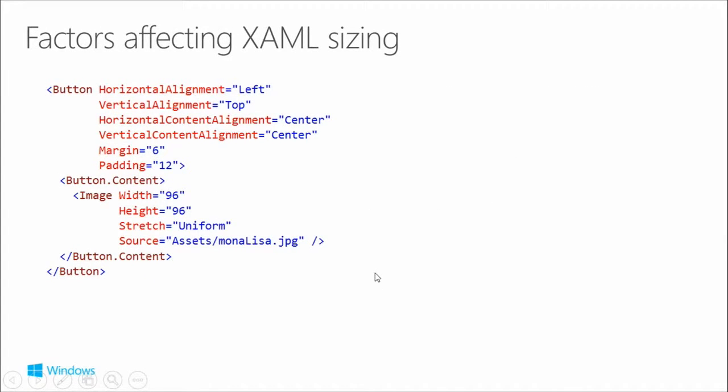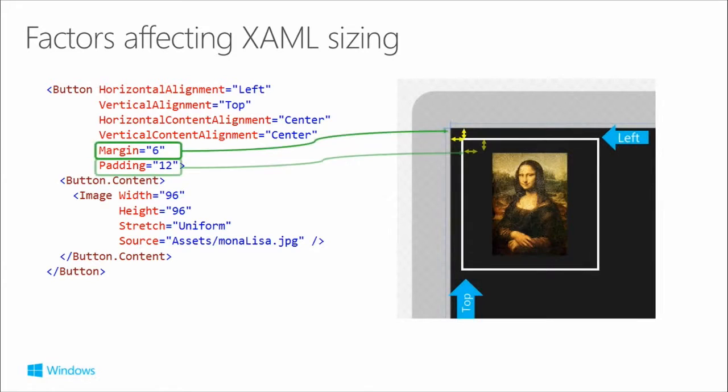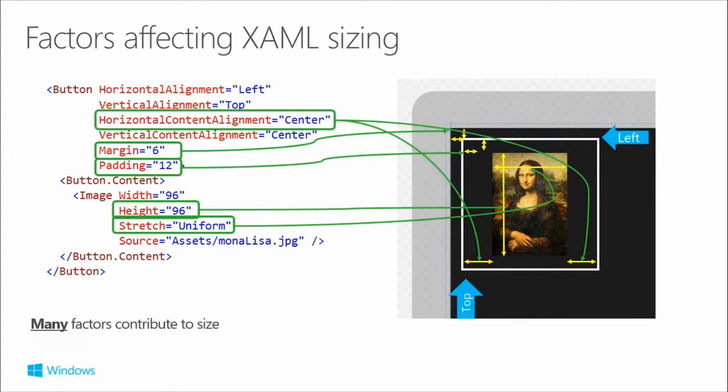So what are the factors that affect the XAML sizing? This is an example of something you don't really want to do. Here we have explicitly set pretty much every element. We've said that our margin is 6. It will always be 6. On a small device it's 6, on a huge device it's 6. The padding is always 12. The height is always 96. And so if we do that, this is not a very flexible XAML design, and it's not going to look good on every single device.